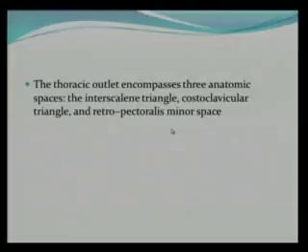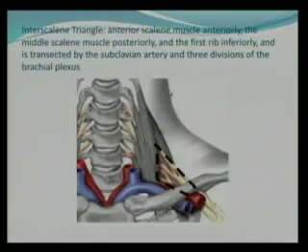Alright, so the thoracic outlet encompasses 3 anatomic spaces: the interscalene triangle, the costoclavicular triangle, and the retro-pectoralis minor space. So we'll look at each of these spaces. I'm not going into detailed anatomy of each of them, but we'll talk about these. So within the thoracic outlet, there are 3 potential spaces that can cause compression of the vascular or neural structures. Okay, so we're looking at the interscalene triangle.